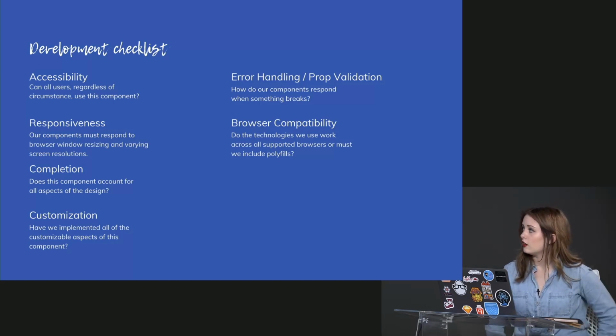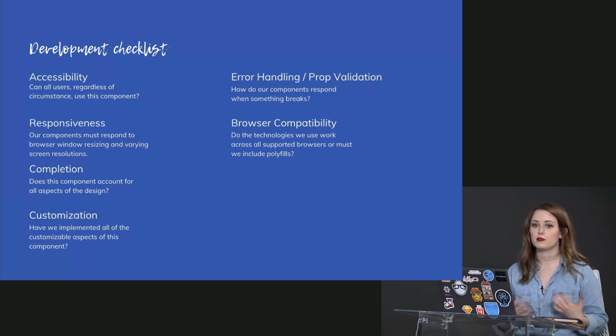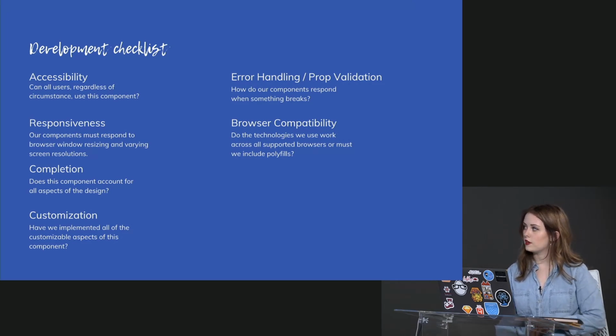Error handling and prop validation. So what happens if someone passes the wrong prop? Like, are we using TypeScript? Are we using prop types? How do we validate the data coming into our components? And what happens if someone passes the wrong kind of data? Also, do all of these work across all the supported browsers, or do we need to include polyfills somewhere? This is going to vary depending upon your company. You probably have some set of browsers that you have to be compatible with, so just check on that.